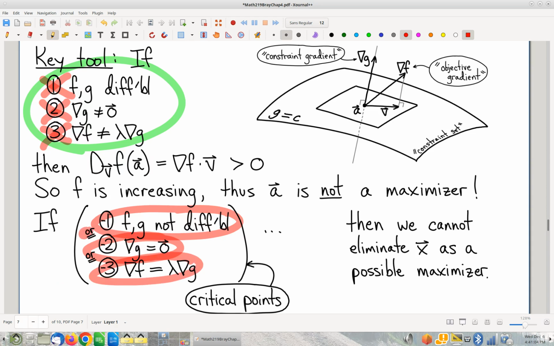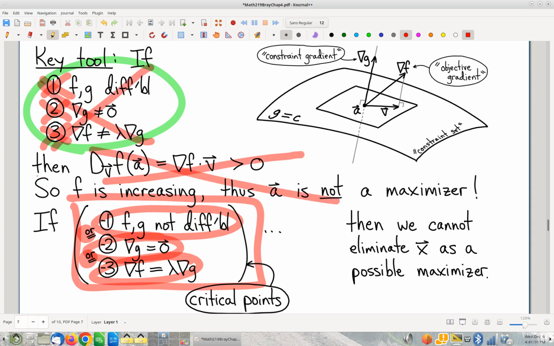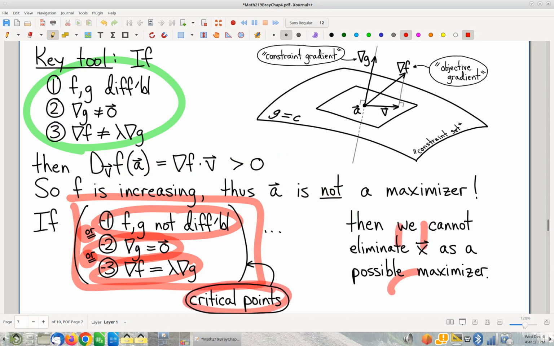So if any one of these three conditions happens down here, then I have a failure of my conditions up here, and therefore a failure of my argument, and I cannot eliminate such a point as a possible maximizer. So again, the big punchline is we are interested in these three conditions here. We call these the critical points because these are the points that I don't understand. They might be maxes. They're the only ones that I can't eliminate as possible maxes. Okay, so these are our three conditions.